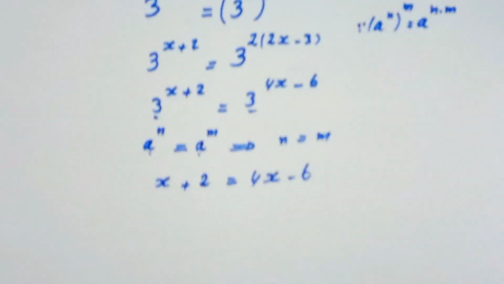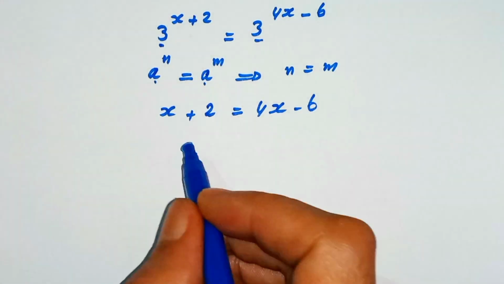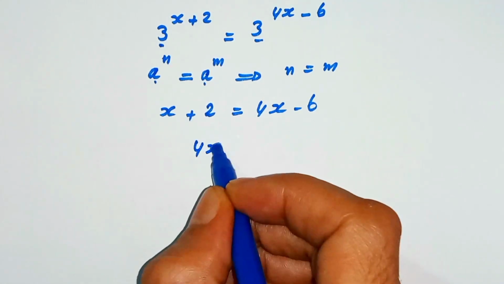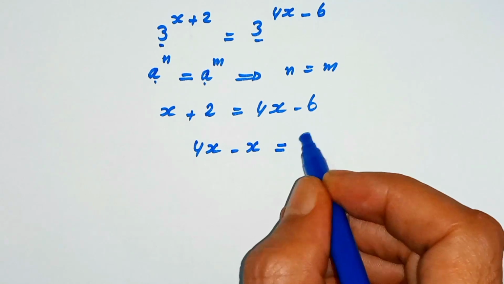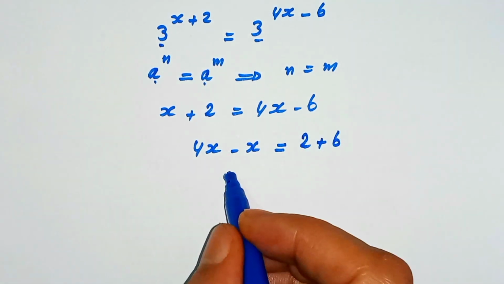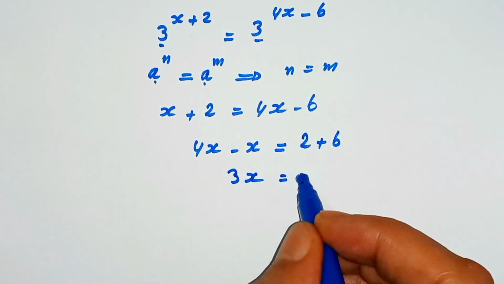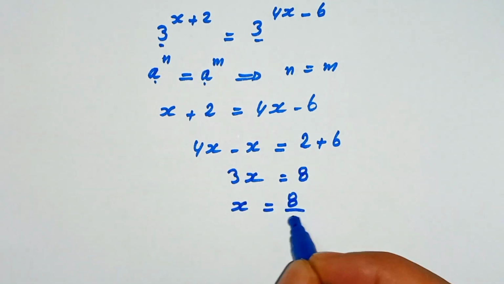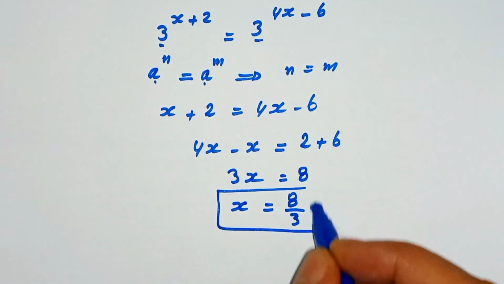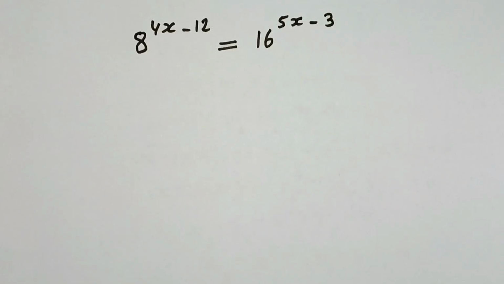Next, move the x terms to one side and the numbers to the other side. That gives you 4x - x = 2 + 6. So, 3x = 8. Finally, divide both sides by 3. x = 8/3. And this is the solution to the first equation.